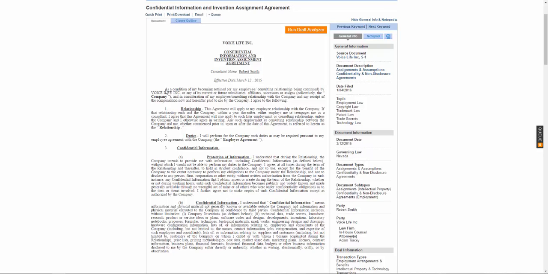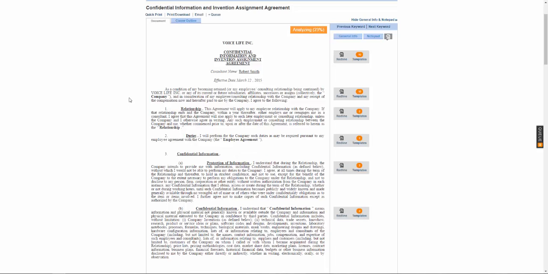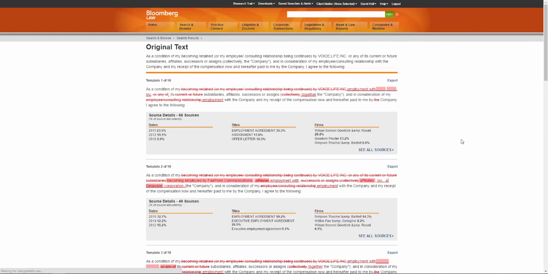Now, the nice thing about Bloomberg here compared with Westlaw Lexis, you could do the same on Westlaw Lexis. They're pulling these from SEC exhibits, is that you can run your draft analyzer. And you can actually extract clauses from more than one document. And it'll show you differences from one clause to another, so you can see if something is essentially boilerplate.